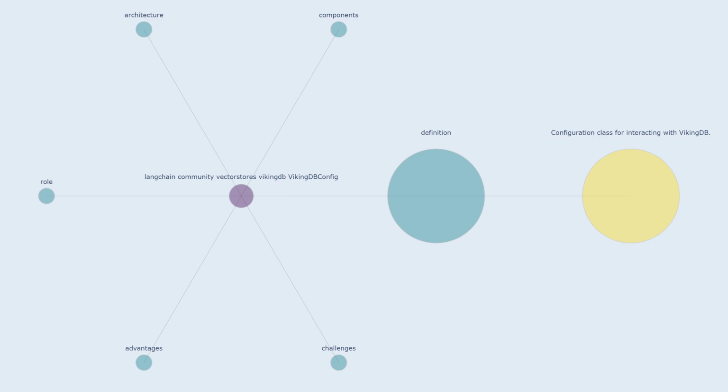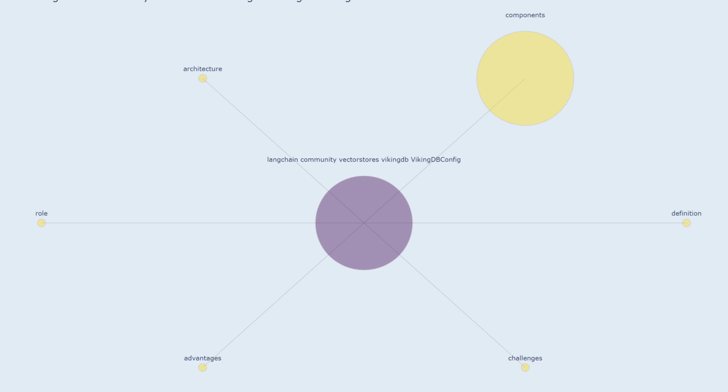Definition: a configuration class used for establishing a connection with the VikingDB database and defining the parameters for interaction with it. This class acts as a bridge between the vector store and VikingDB, enabling efficient storage and retrieval of embeddings and related text data. Components.